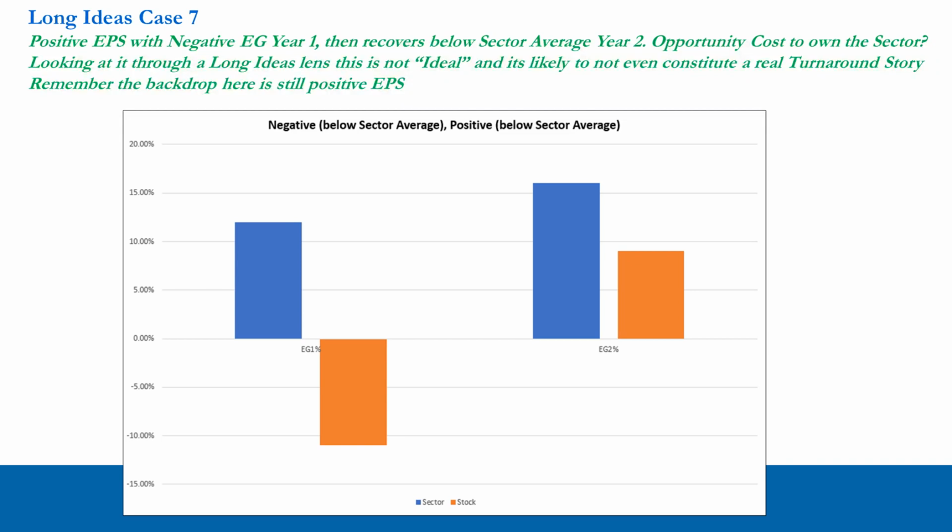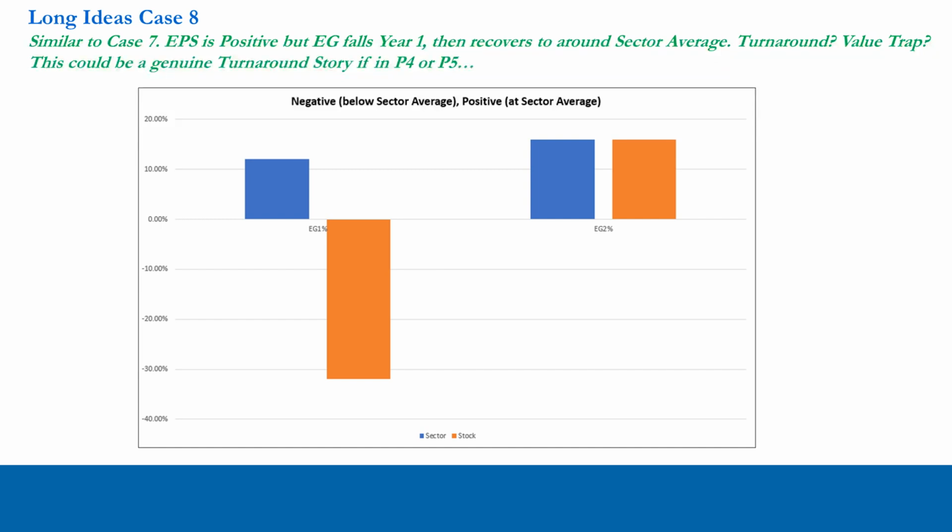If we look at case 8, this could be a genuine turnaround. This could be a different story to case number 7. The earnings growth profile is similar to case number 7. We have a positive EPS backdrop and earnings growth is falling in the first year, but then it recovers to around sector average. So this could actually be a potential turnaround story when we're looking at it through a long ideas lens. And it could be a genuine turnaround story if it actually is in phase 4 or phase 5.